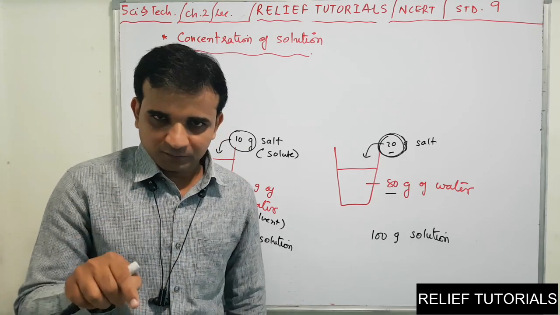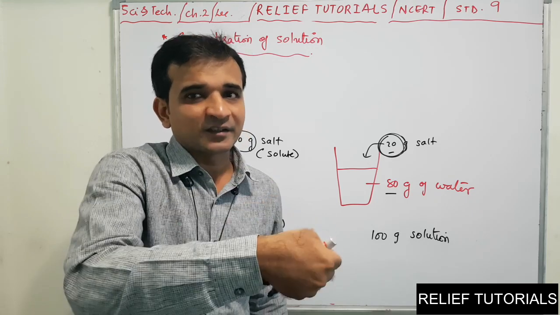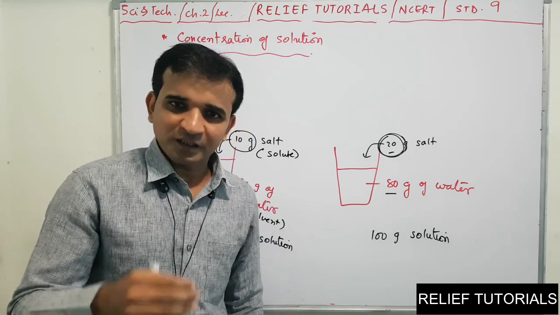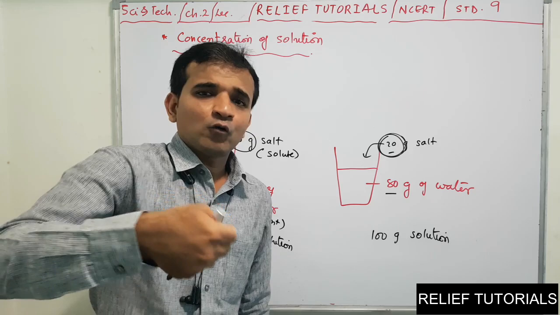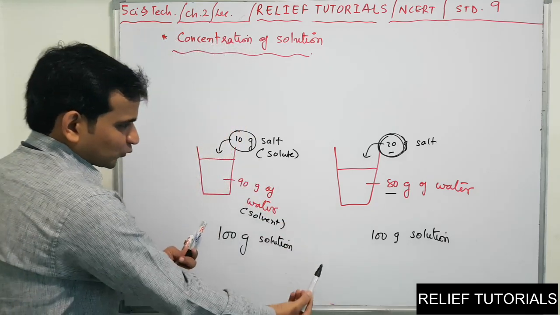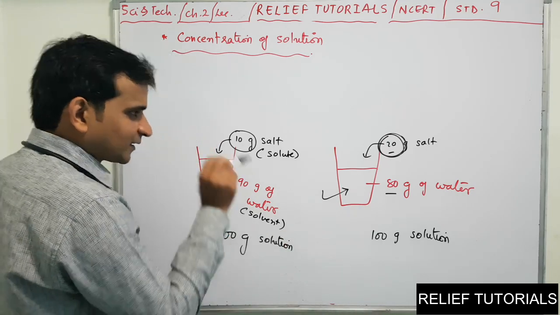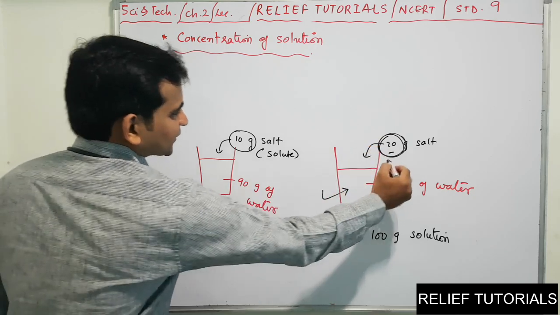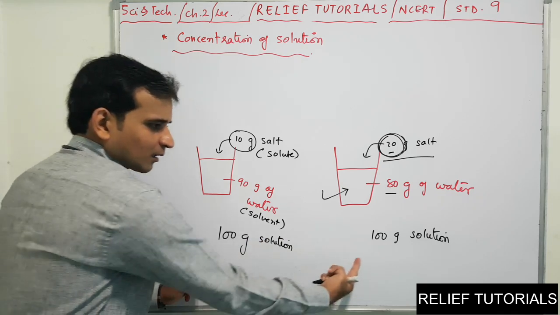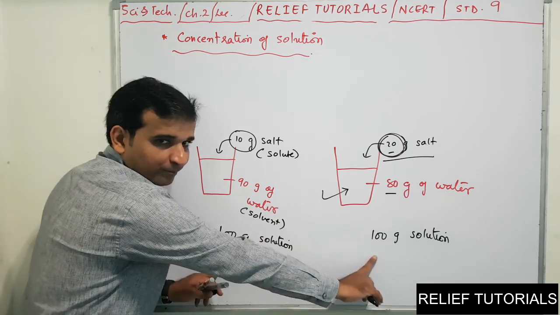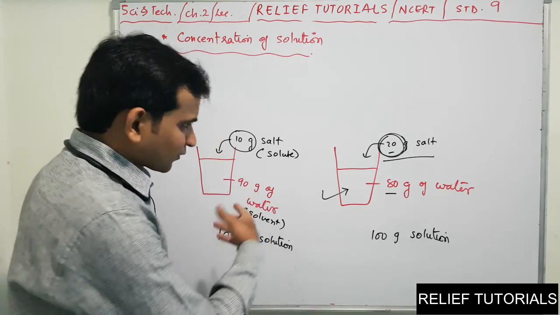So the solution in which more solute is dissolved is said to be more concentrated. So in these two, this solution has more concentration, or we can say this solution is more concentrated, because more solute is present in the given amount of solution. See, we are doing the comparison in the same amount of solution. Be careful: when you do the comparison, the solution amount should be the same. Then you can do the comparison.